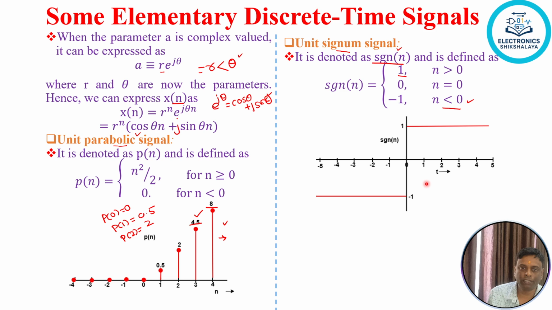So these are some elementary discrete time signals. We have seen the unit impulse sequence, then the unit step sequence, then the unit ramp sequence, then the exponential signal, then the unit parabolic sequence, then the unit signum sequence. These are important for the analysis of our discrete time systems, so it is important to know these types of discrete time signals.